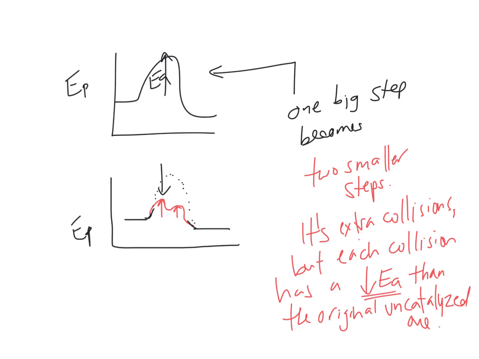So even though it's adding extra collisions to the process, like now instead of having just one collision here, we need to have two collisions down here, each of those respective collisions has an activation energy that's lower than the original, so this would happen faster. It really doesn't matter how many steps are in the mechanism, as we're going to see. What matters is the height of the highest mountain that has to be climbed in the mechanism. That's what controls the rate of the reaction. So this is how a catalyst works.